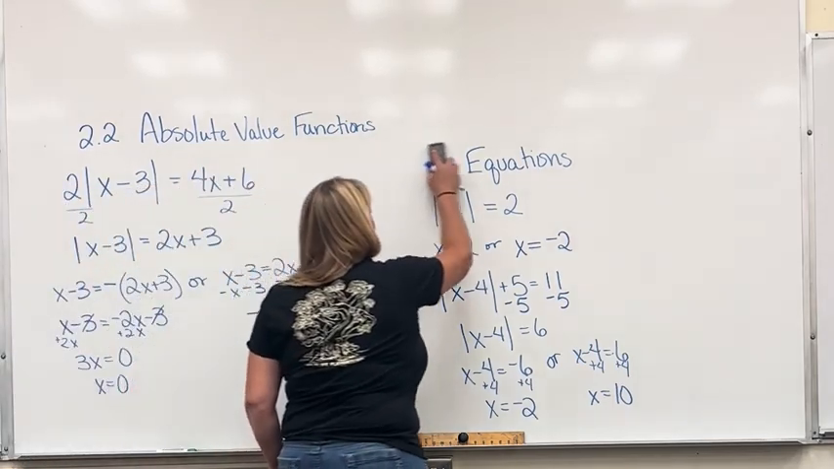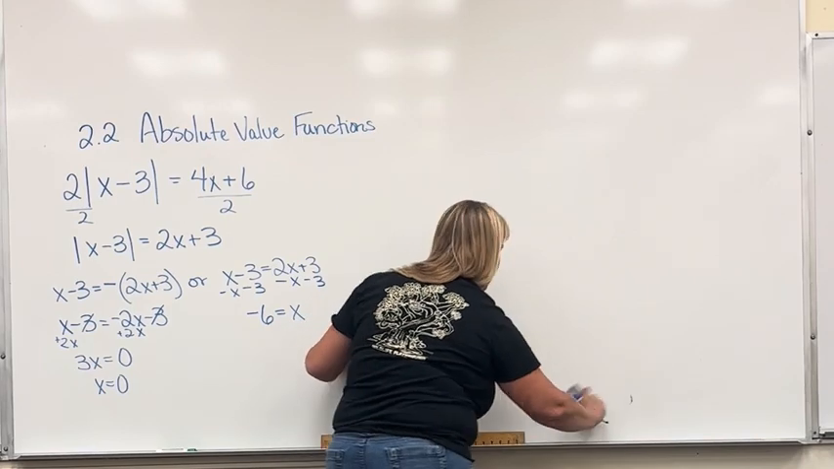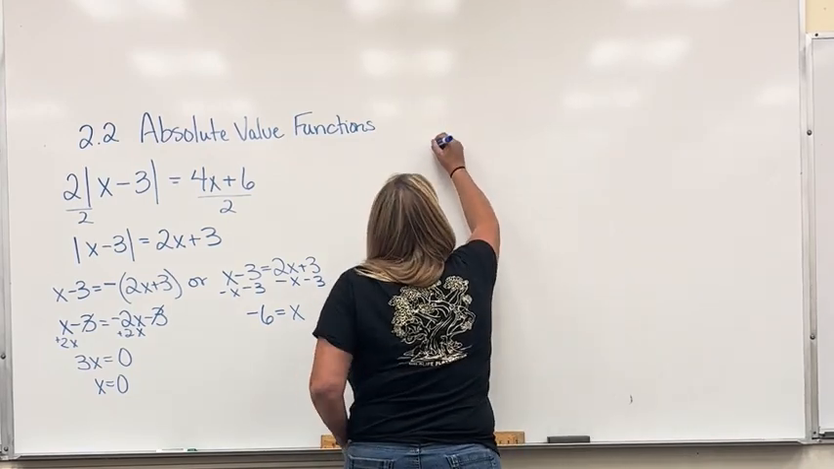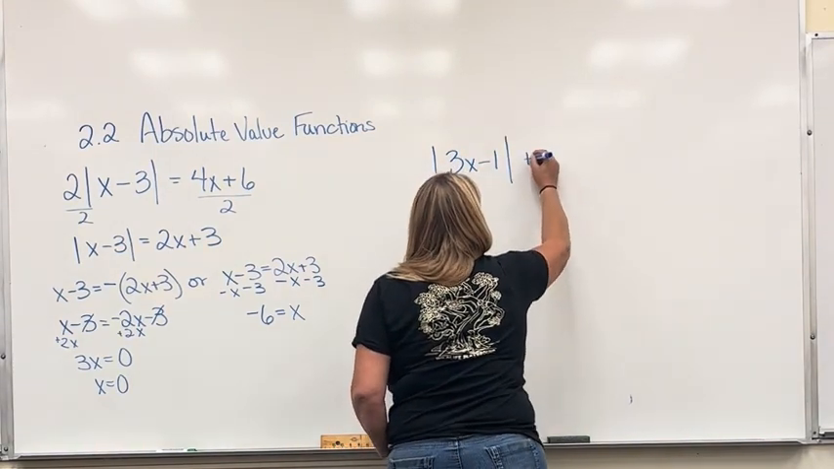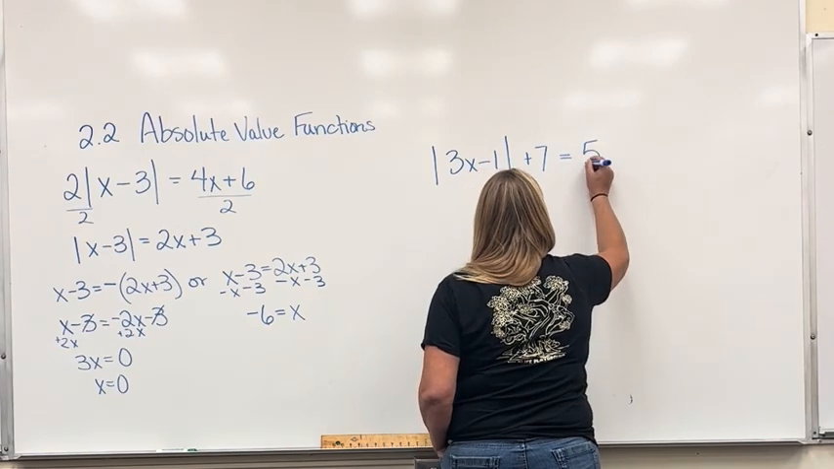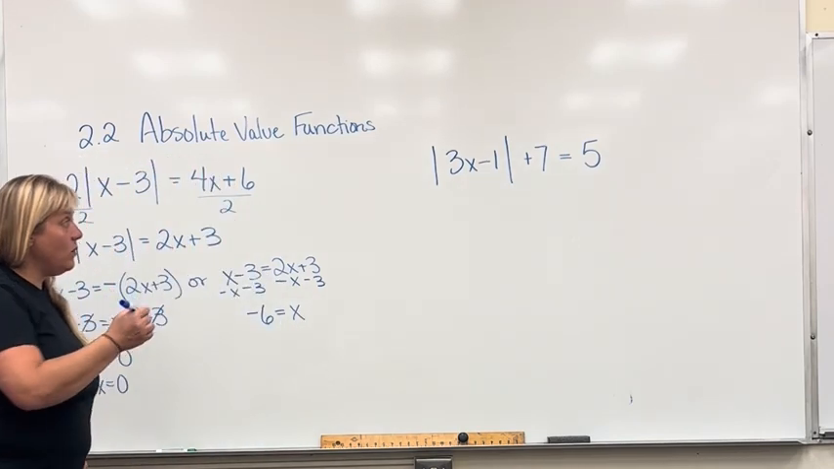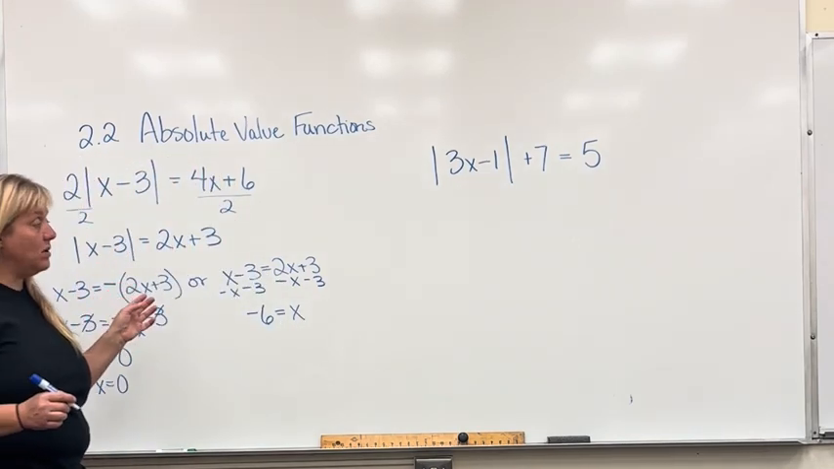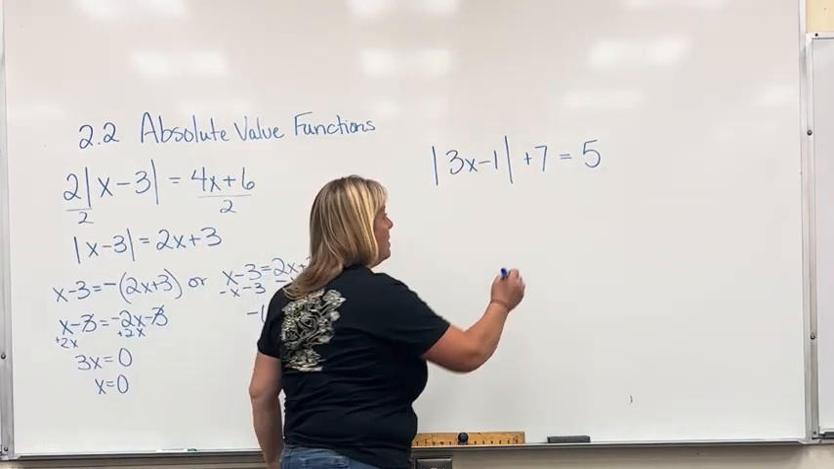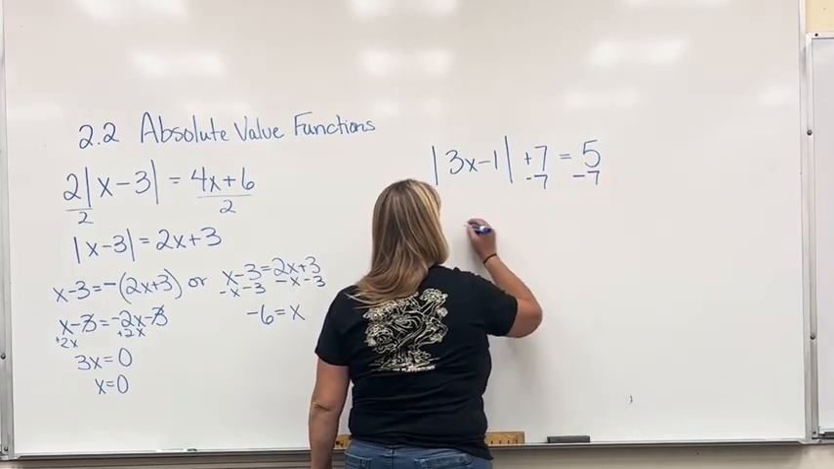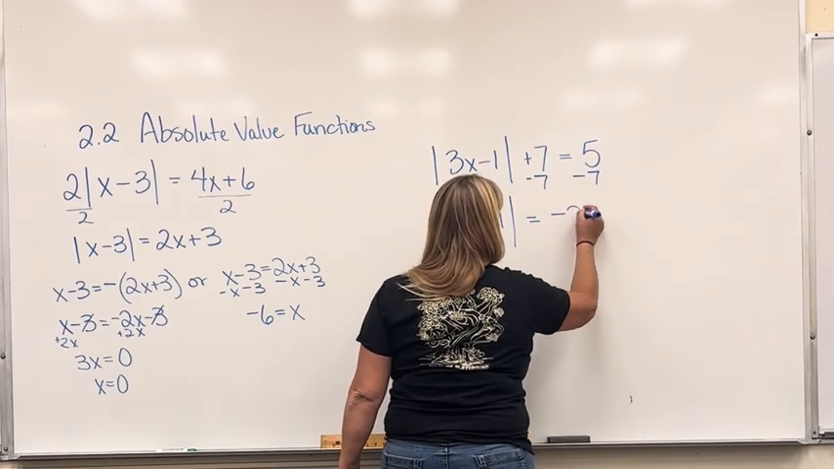Okay. So one more. This is a quick little section. One more here. Let's say that I gave you the absolute value of 3x minus 1 plus 7 is equal to 5. So using what we've been doing in the last couple, the first thing to do is to get rid of that 7. We want this alone, get rid of that 7. So we're going to subtract 7. And now we'll have negative 2 over here.